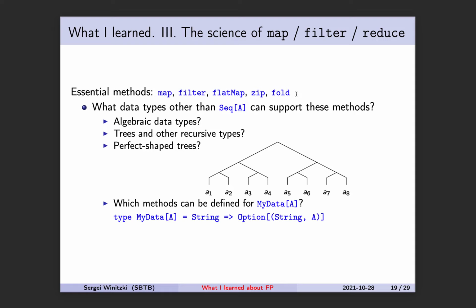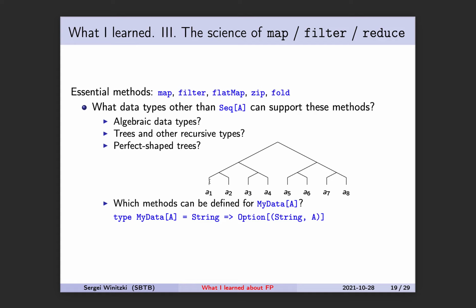Of course, I learned that very early encountering functional programming, as every programmer should, that you have these methods and you can do a lot of work with them. And then I started asking questions like, what are other data types that can have these methods? Because these are all sequence-based calculations. You take, say, a sequence and you zip it with another sequence, or take a filter of a sequence, you get another sequence. What about just plain algebraic data types? Can you define map, filter, and so on for them? What about trees? What about other recursive data types?